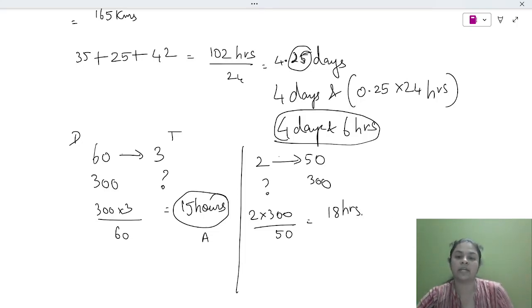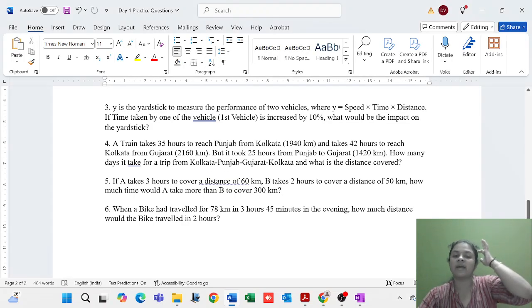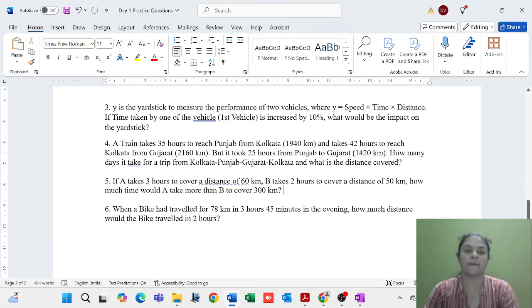Sorry, 12, not 18. 12. Therefore, what is the gap? The gap is 3 hours, where A will take 3 hours more than B to cover the 300 kilometer stretch. Friends, are you clear with the answer? Any doubt?